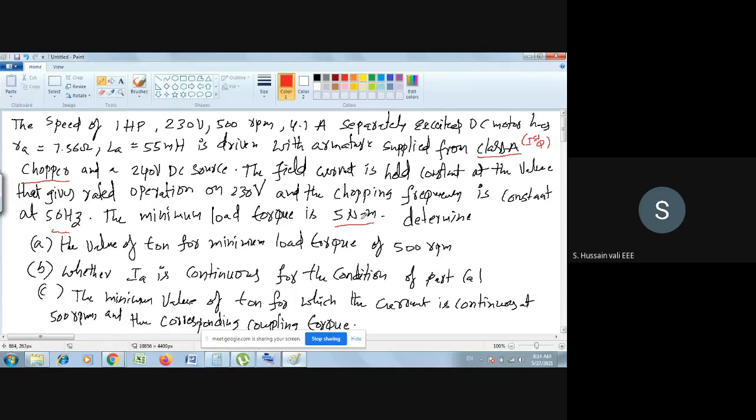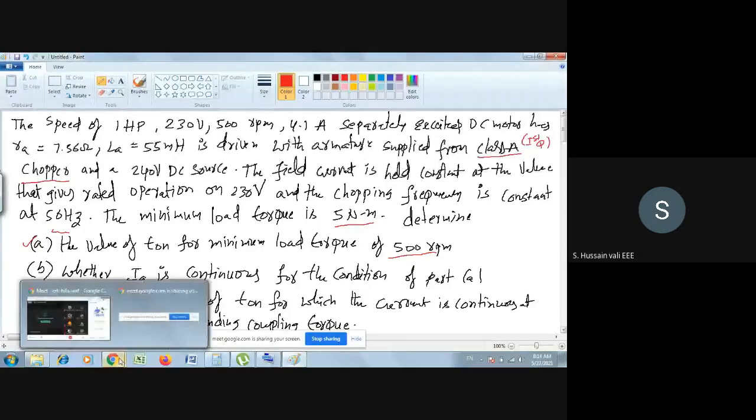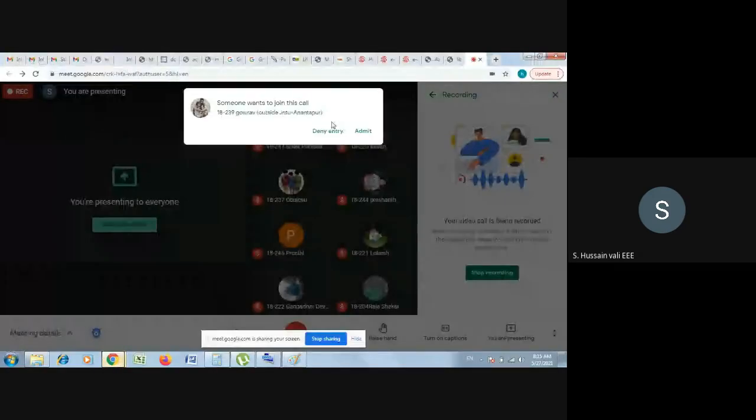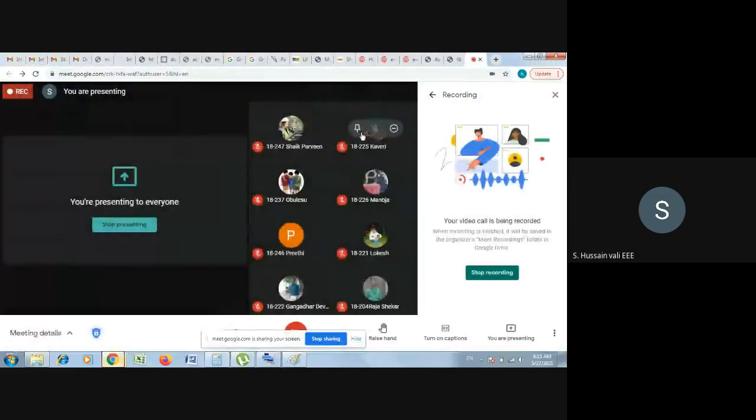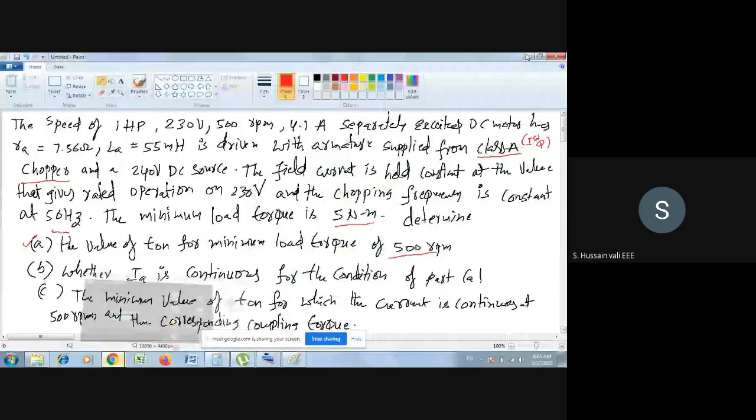Okay, now the minimum load torque at 500 RPM. That's the first question. So we always solve the question. We solve the problem in such a way that we start with the question. What is the question? And as per the question, we will go ahead. What is the first question?